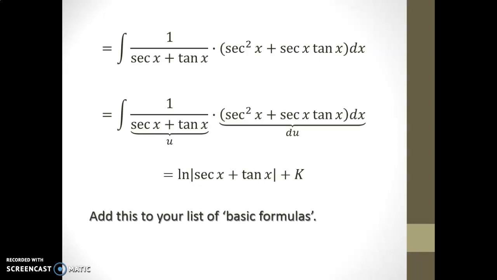I suggest you add the integral of secant x dx equals ln of secant x plus tan x to your basic list of formulas.